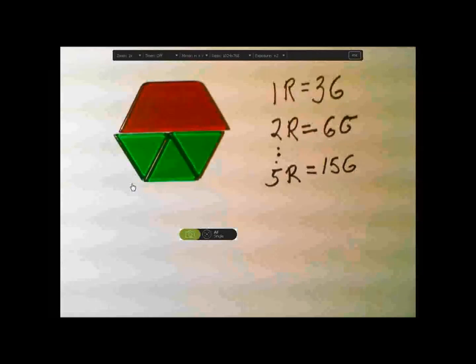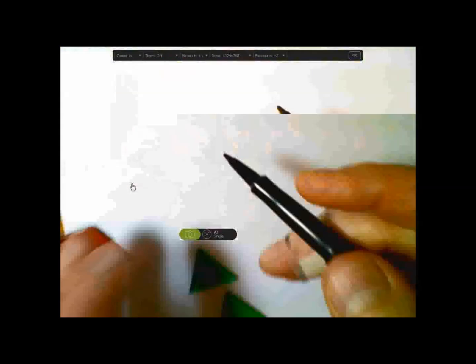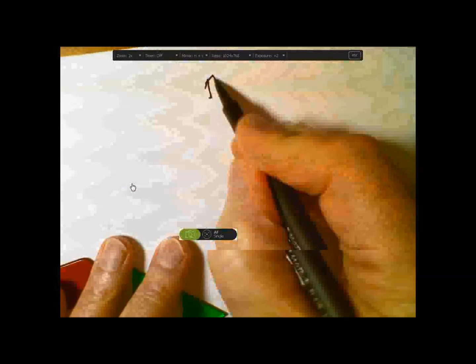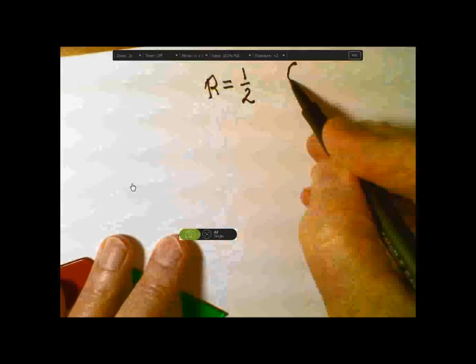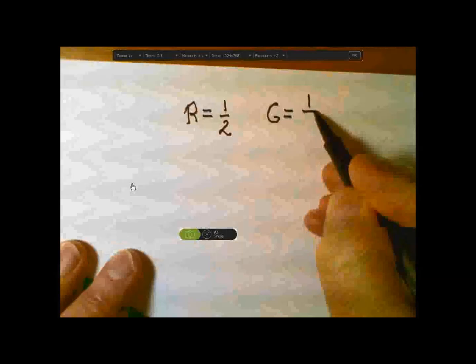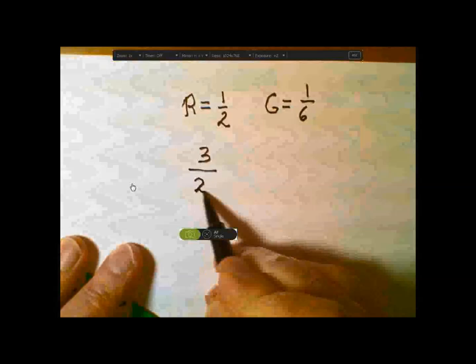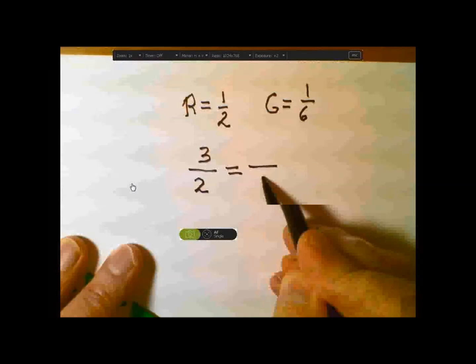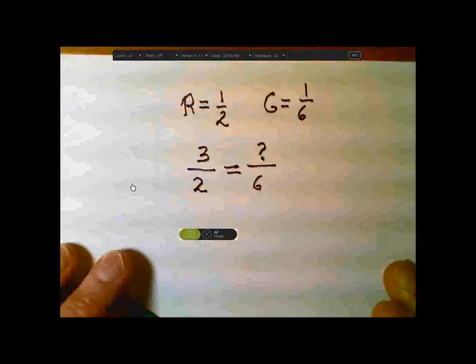Okay, now the red block, instead of calling it red, we could also call the red block a half. So let's do that. We know that the red block is 1/2. And we know that the green block is how much? 1/6. So now, supposing I want to know how many 6ths are 3/2. Can you have a student come up and explain how we would do that, please?